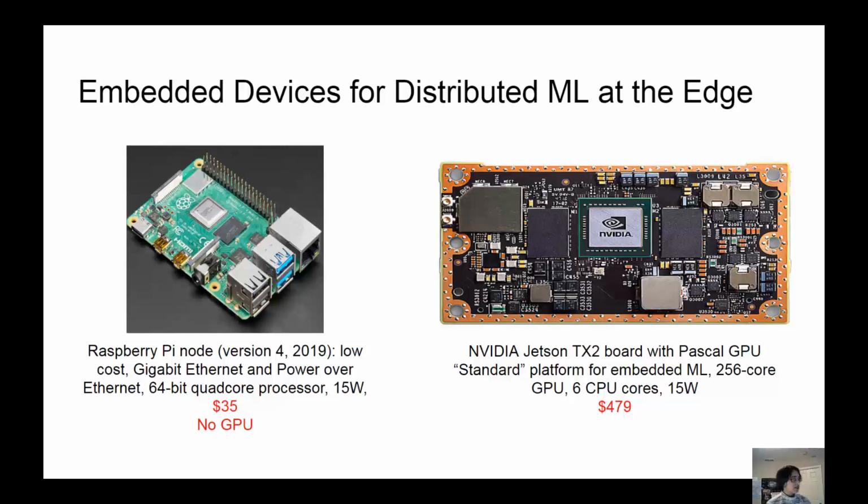The first one is the one that is used for anomaly detection. It's a Raspberry Pi node. It does not have a GPU and it's much less expensive, whereas an NVIDIA Jetson TX2 is more expensive and it has a GPU backend. And this is what we use for object detection.